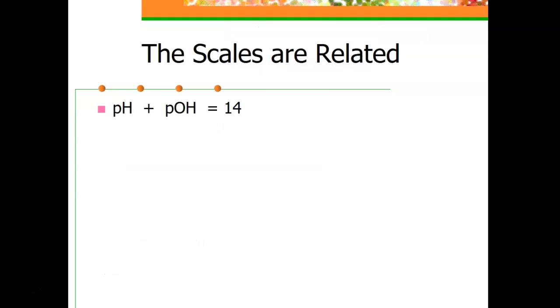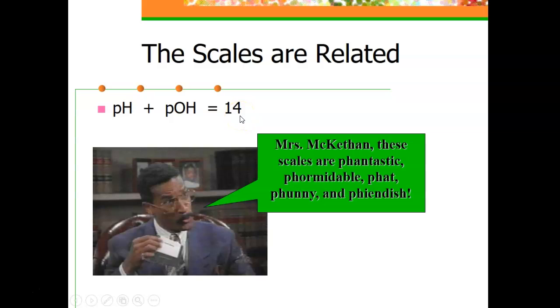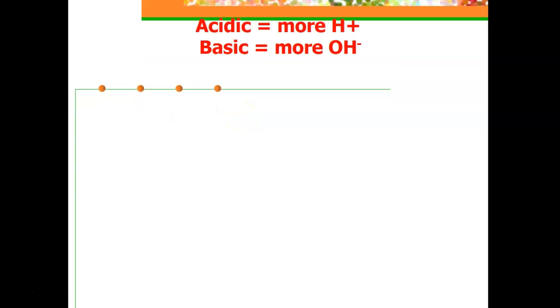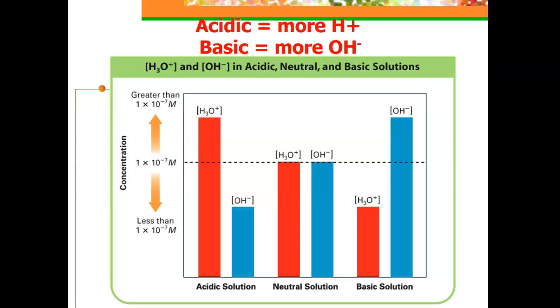All right, so this says the scales are related. Here's another formula. pH plus pOH equals 14. That number does not change. All right. So just going back to hydronium concentration, if I have more hydronium concentration than hydroxide, I'm considered an acid. If I have equal levels of hydronium and hydroxide, I'm considered neutral. If I have more hydroxide than I do hydronium, I'm considered a base.